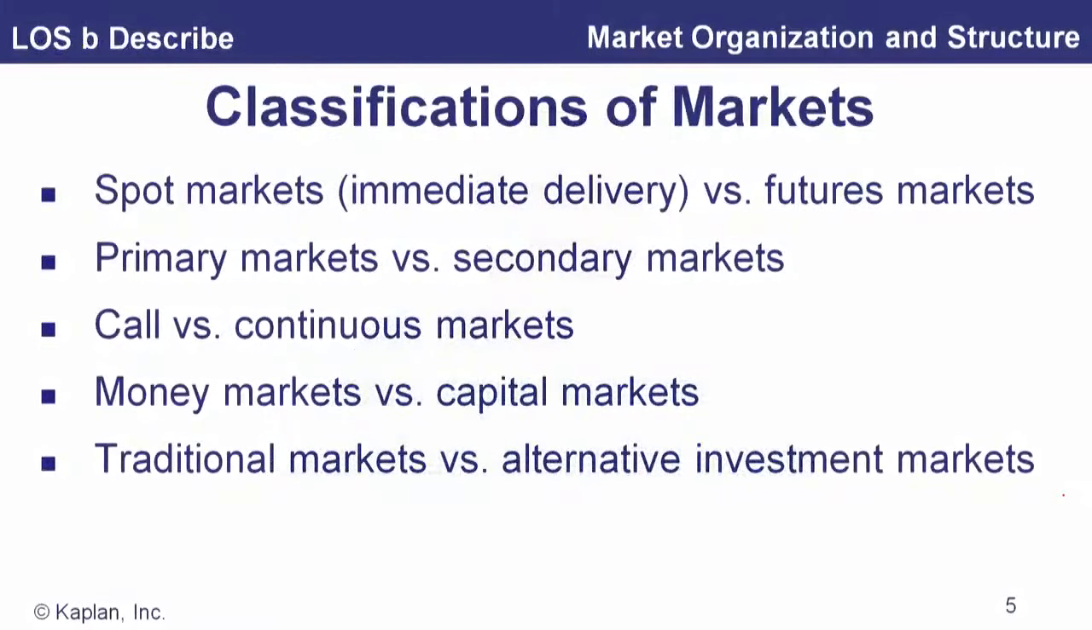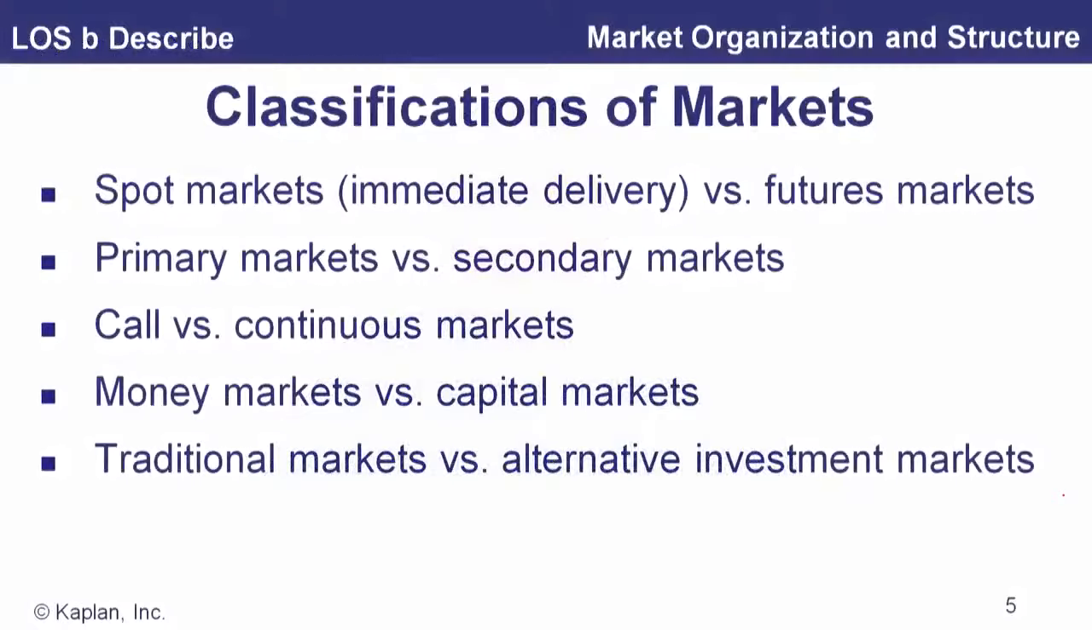Some of our terminologies for the classification of different markets. Spot markets are just markets for immediate delivery. So if we're talking about the spot price of euros in dollars, that's the price in dollars that you would pay to buy euros for delivery right now, immediately.